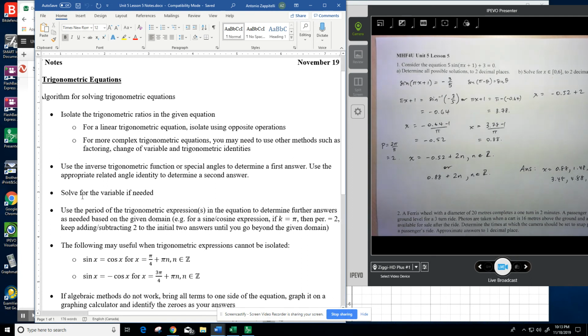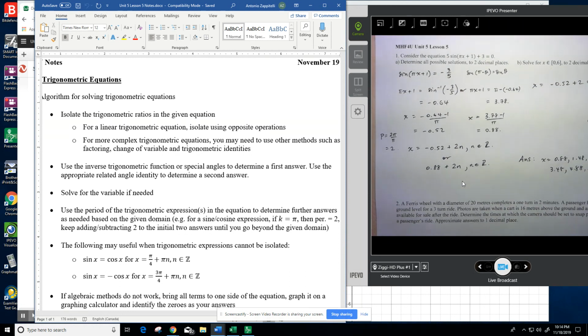Next step, solve for the variable if needed. Notice I say if needed. If this was just sine x equals -3/5, x would already be isolated. In this case, the input was not just x, so I had to isolate for it. And then the last step is to use the period of that trigonometric expression to determine further answers. In this case, the period was 2, so I just needed to add multiples of 2 to each of my 2 base answers to determine all possible answers.